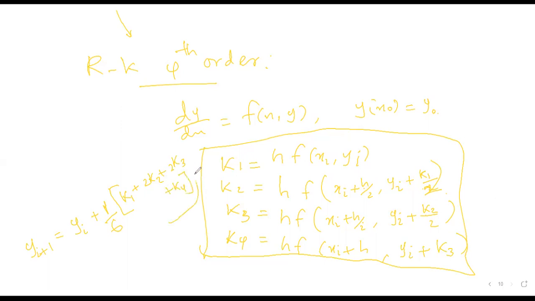If you do so many questions, somehow you will memorize this. So these steps you have to memorize somehow. k1, k2, k3, k4, and then you have to find the final answer using this k1, k2, k3, k4. So in this equation, that is our Runge-Kutta fourth order.